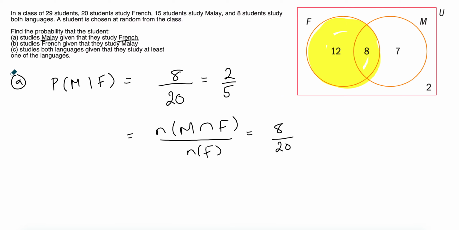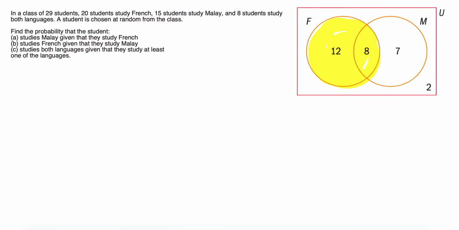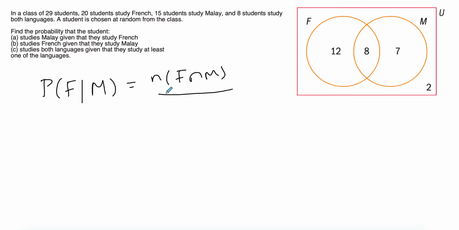I would encourage you to try the second one before I attempt to do it. So for the second one, you have the probability they study French, given that they study Malay. In this case, we are restricting ourselves to the Malay region. Or we could use the formula. So F intersect M divided by M. F intersect M is 8, and the number of elements in M is 15. So I can't simplify it any further.